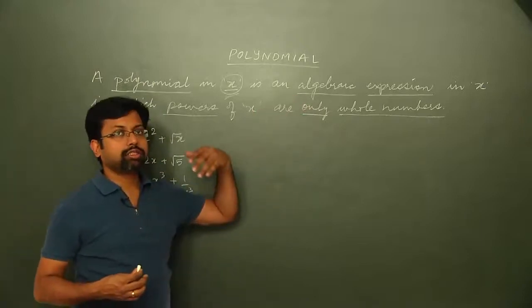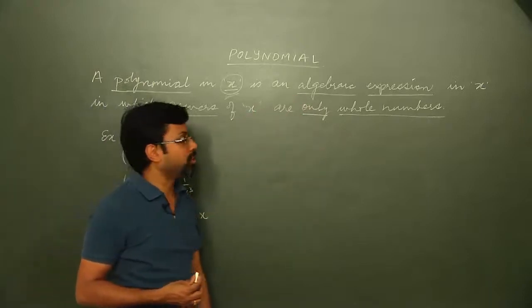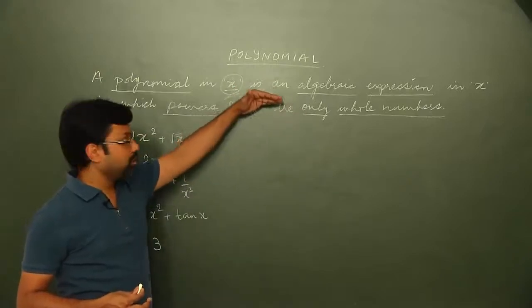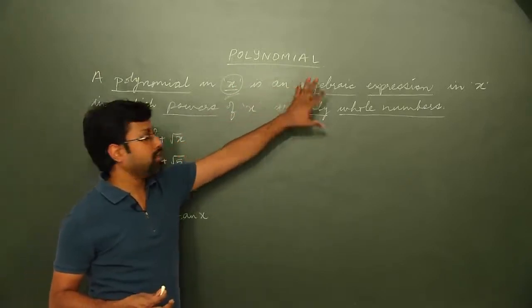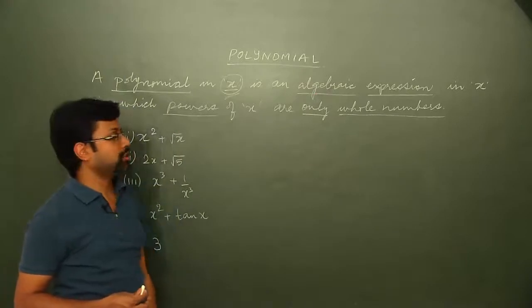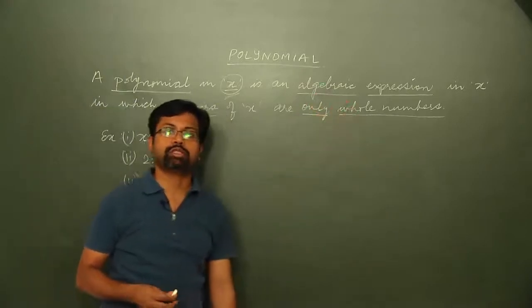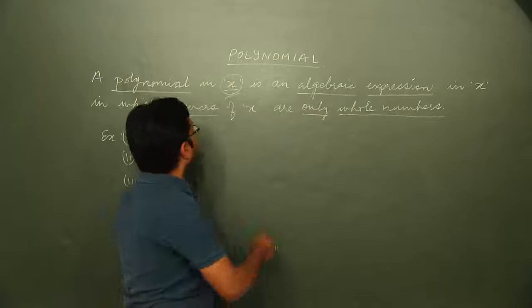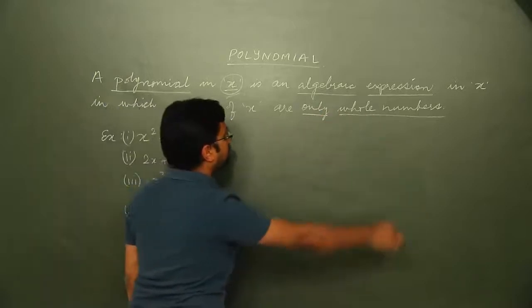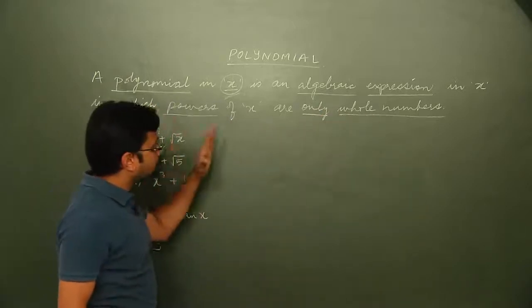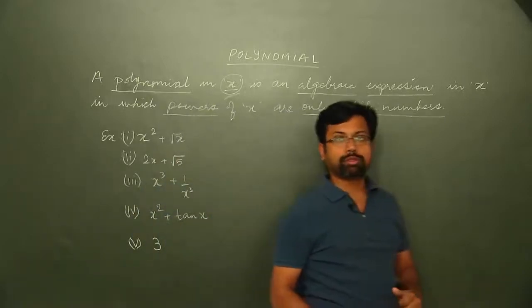We will be seeing the general form of an algebraic expression as well, but let's first get the whole definition right. Then we will get into what the general form of an algebraic expression is and how you would identify whether a given expression is algebraic or not. So a polynomial in X is an algebraic expression in X in which powers of X are whole numbers.